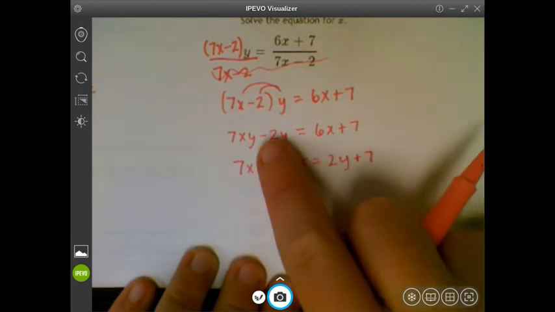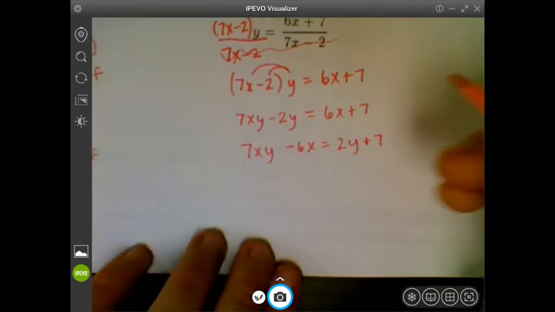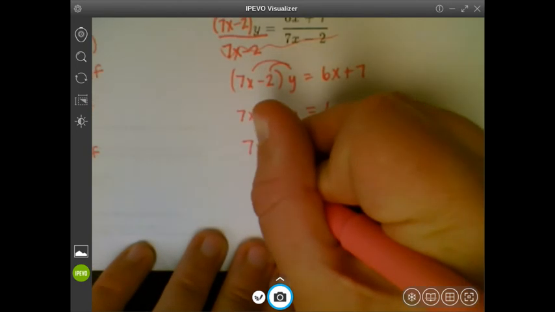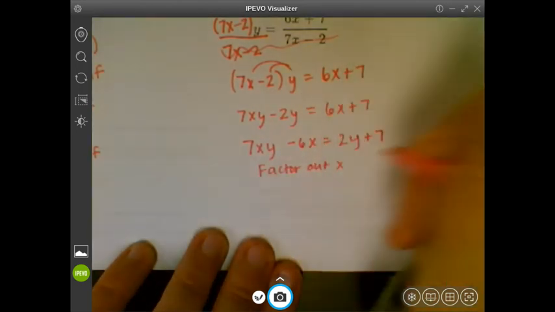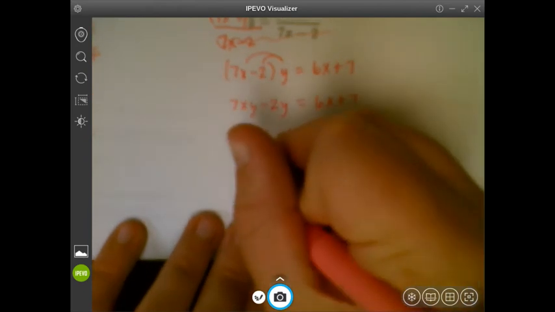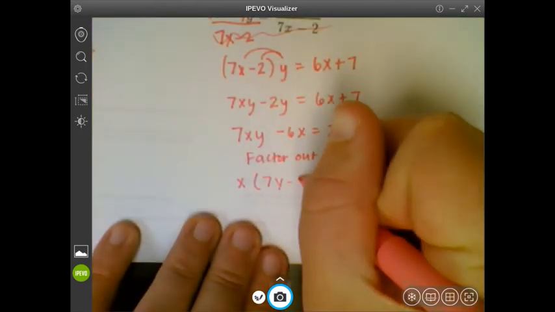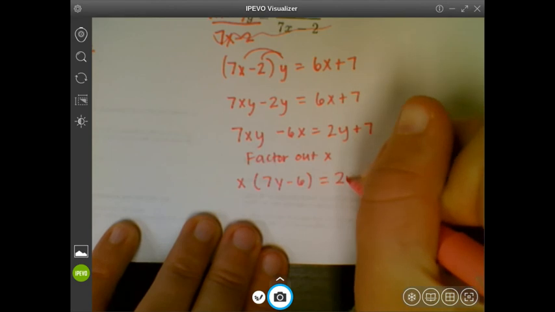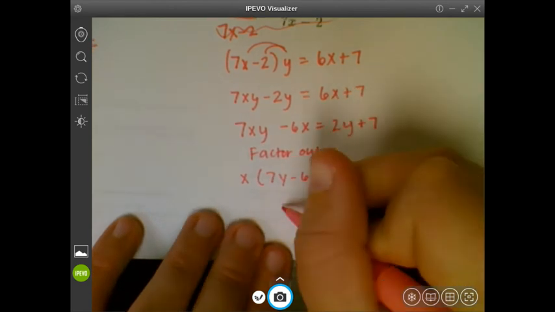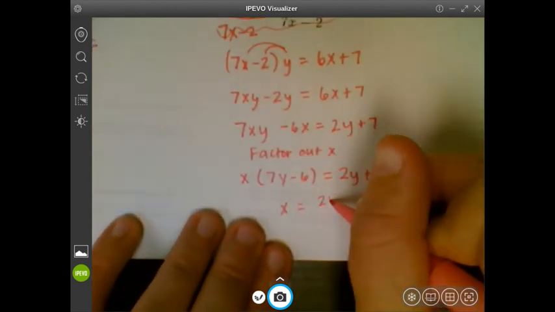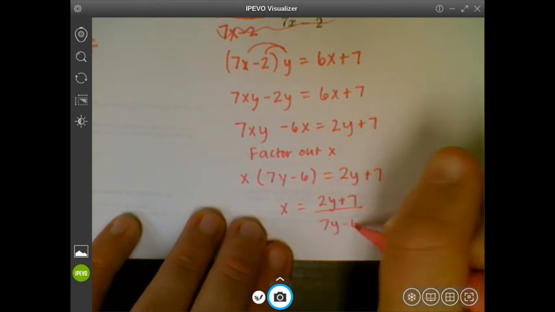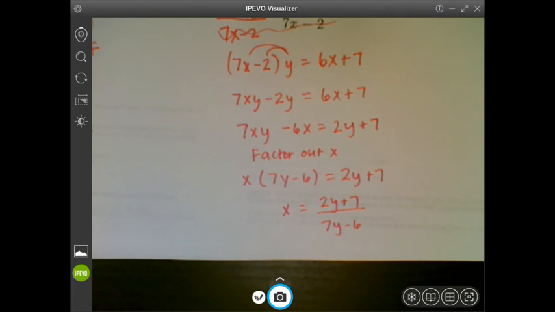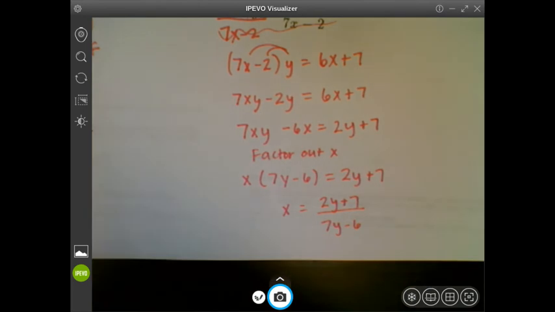I essentially flip-flop these. And then now that I have the x's on the same side, and there's 2 of them, we're going to factor out the x. That's the strategy there. So x, and then 7y minus 6, 2y plus 7, and do the division, all over 7y minus 6. There we go. We are officially solved for x.